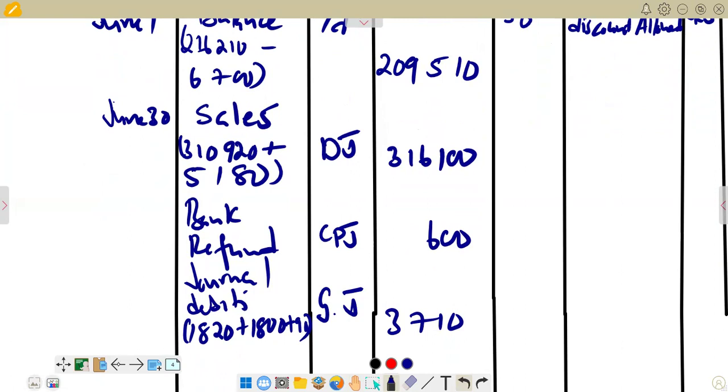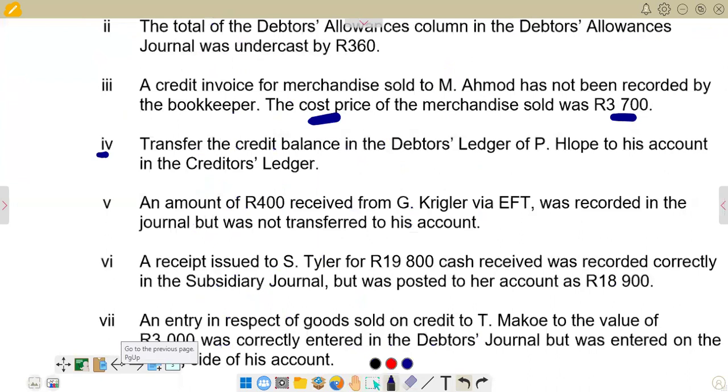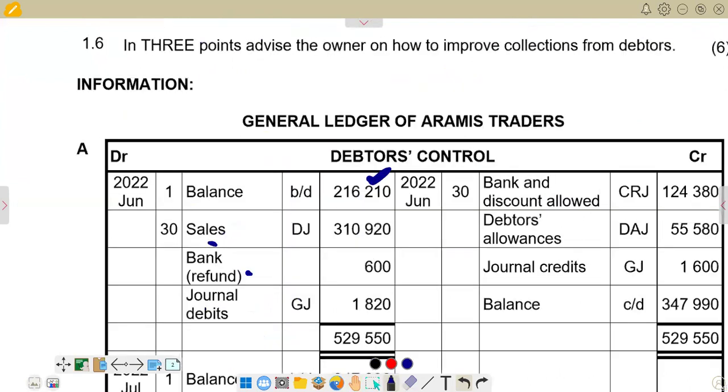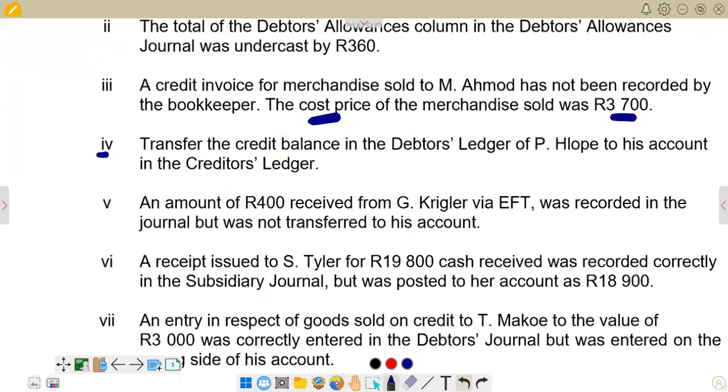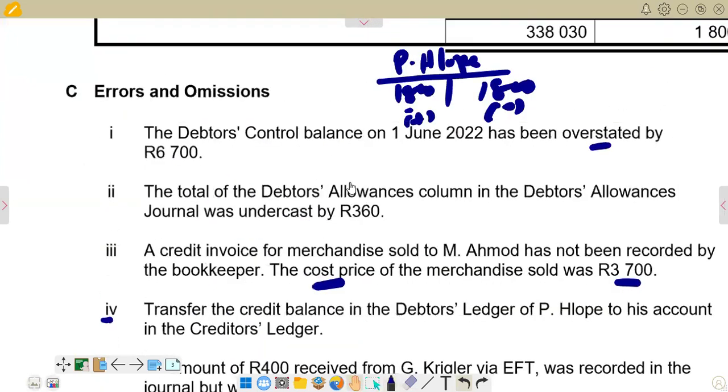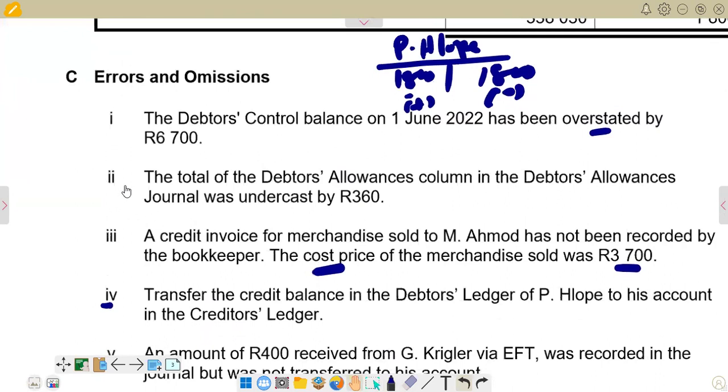Then we go back to the question to check on the next item after bank and discount allowed. So we are here, we've now got debtors allowances. So obviously as a procedure, we go there to check information that is affecting our debtors allowances. We can start from the beginning, going down, checking if we've got anything. If you come to number 2, it reads, the total of the debtors allowance column in the debtors allowance total was undercast by 360. So it means we have a smaller figure by 360 because it was undercast.